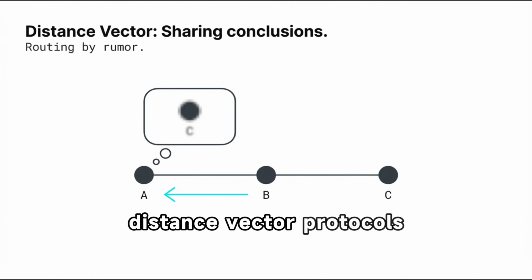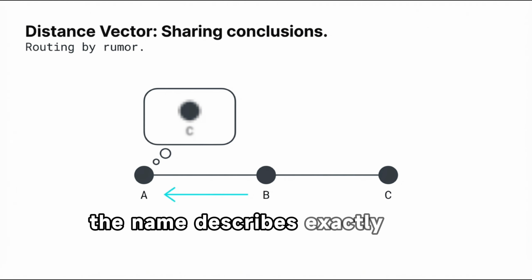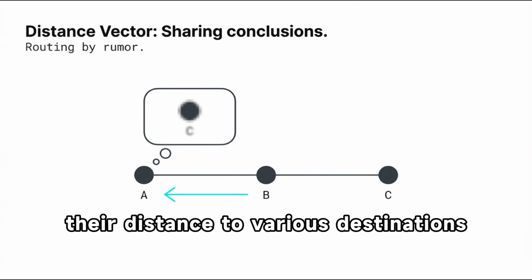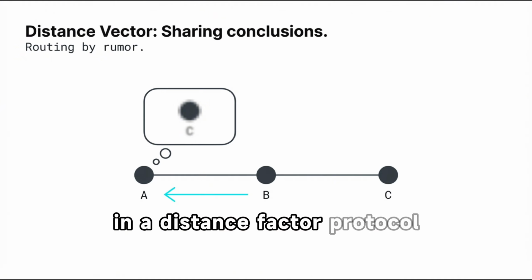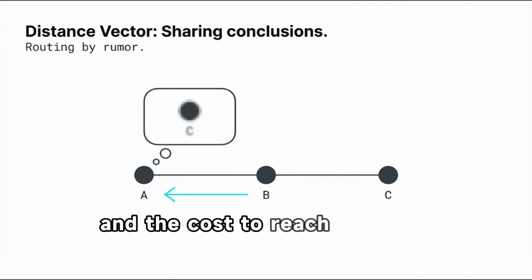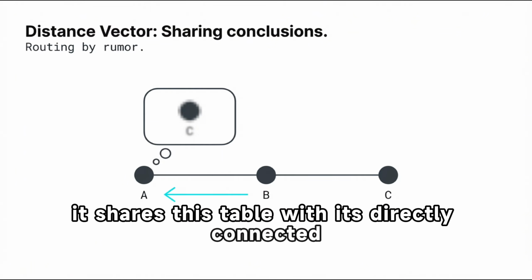Distance vector protocols are the oldest and conceptually simplest approach. The name describes exactly what routers share with each other: their distance to various destinations and the direction, the vector, to reach them. In a distance vector protocol, each router maintains a table of destinations and the cost to reach each one. Periodically, it shares this table with its directly connected neighbors.